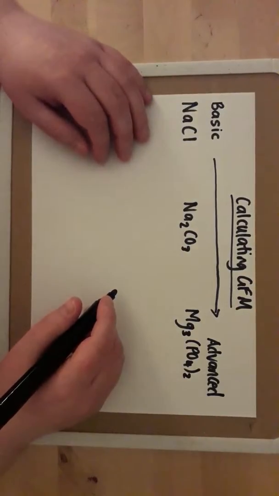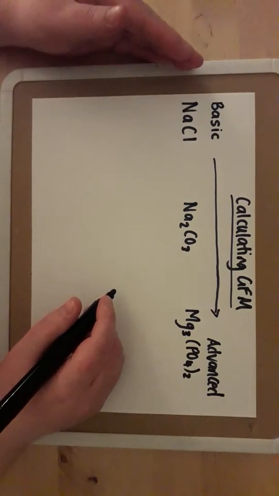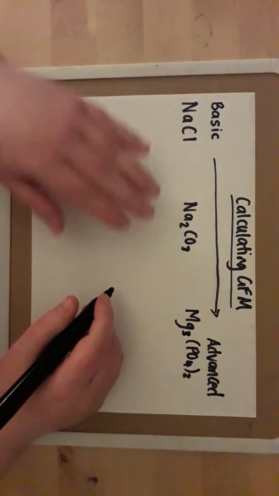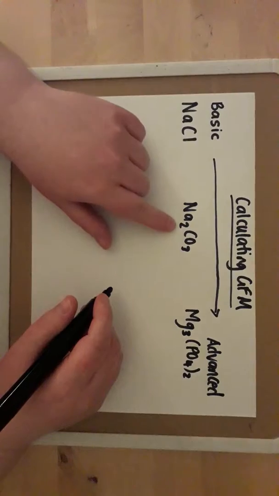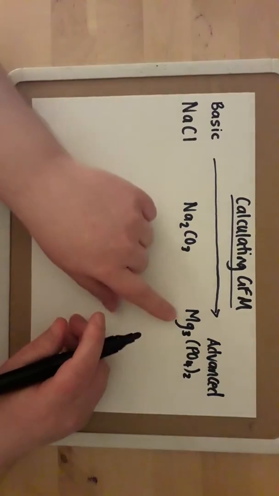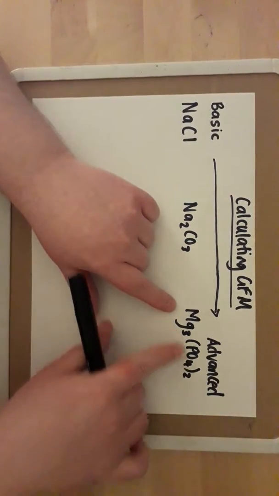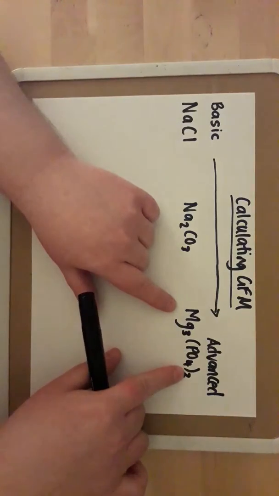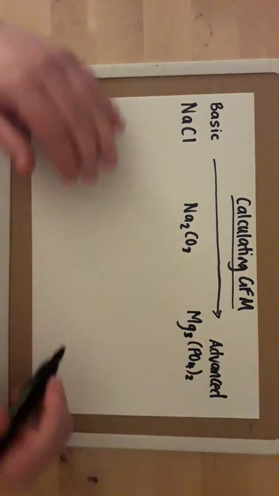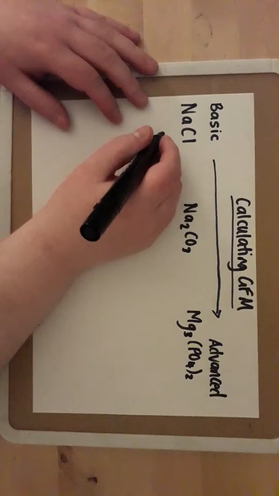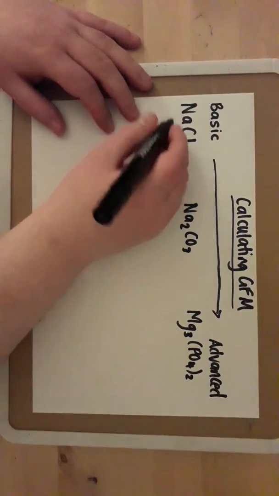Okay, we've got 3 examples. We're starting over on the left hand side, we've got the most basic of formulas, then we get a little bit more advanced because there's little numbers in the formulas, and then we get more advanced over here because we have little numbers, but we also have brackets, and obviously it will become more and more difficult. When we're doing gram formula mass, I tend to lay it out like this.